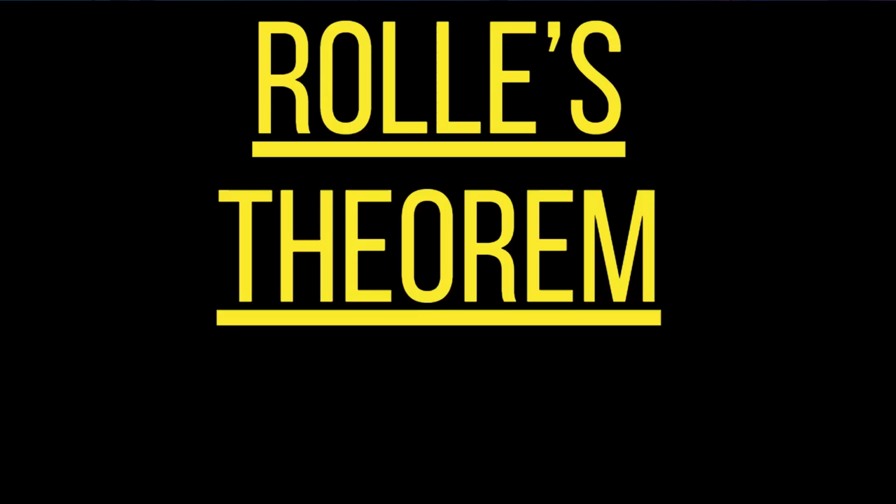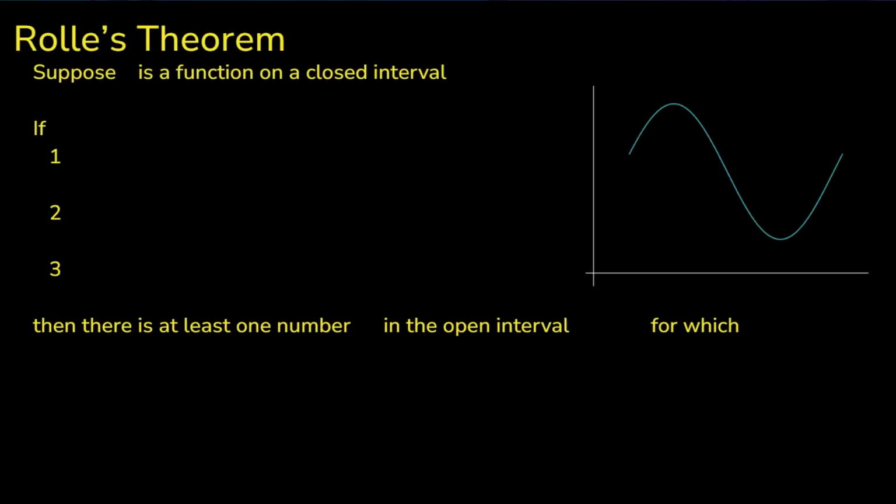Mr. Antonucci here, and in this video, we're going to talk about Rolle's theorem and run through a couple examples. Here's how it works. Suppose f is a function on a closed interval a to b. So graphically, here's a, here's b, and those are the endpoints right there. Now, there are three conditions for Rolle's theorem to apply.